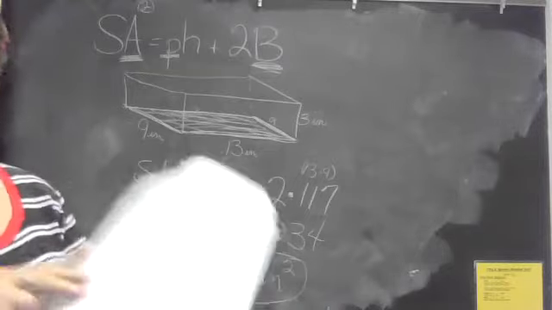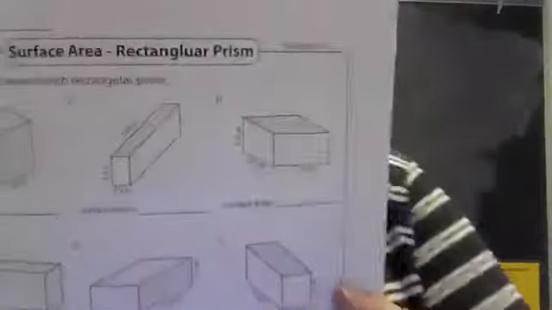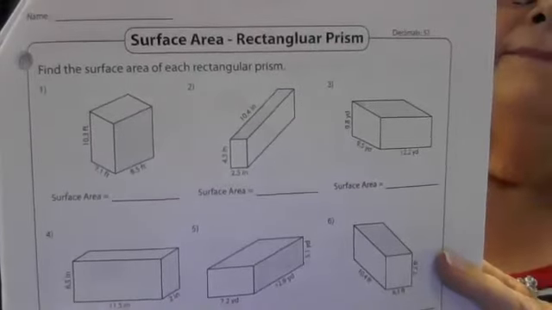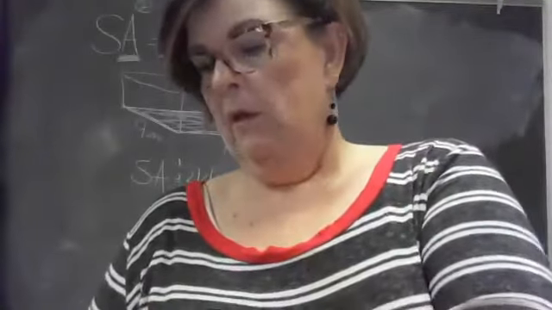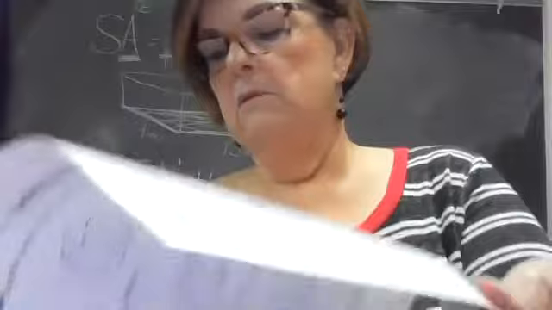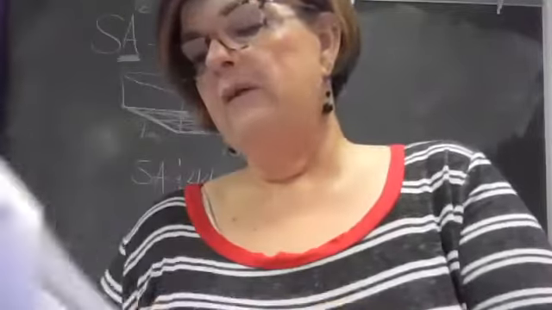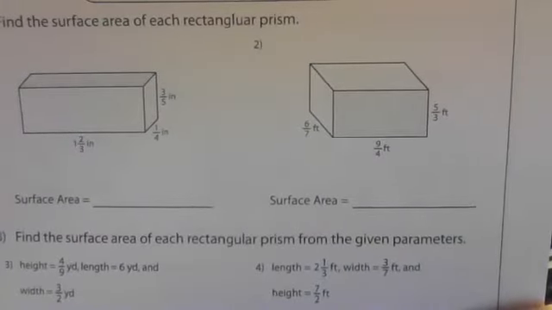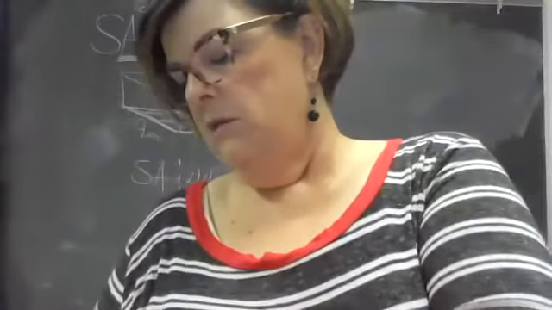Page 6 is going to be the very same. We're going to practice some more surface area of rectangular prisms, exactly like this one we just did on the board. On page 7, we're going to do exactly the same thing, but they gave you fractions to deal with. They don't ever let you get away from fractions. On page 8.